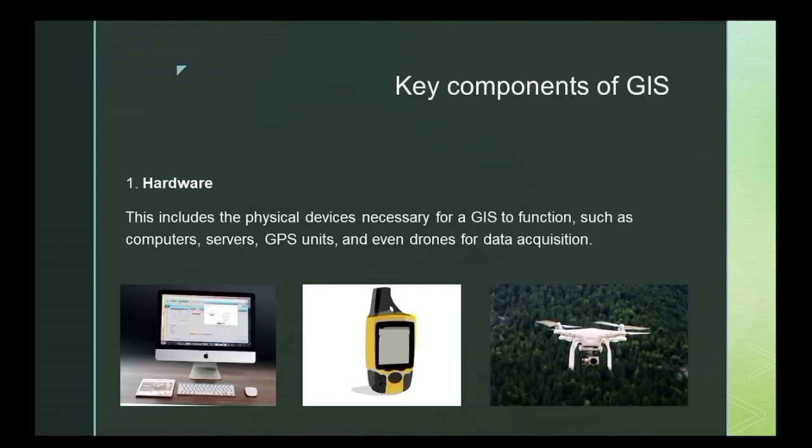So the next are the key components of GIS. Number one is hardware. The hardware are physical devices that are needed for GIS to function. Examples are computers or GPS devices, and then drones for data collection.